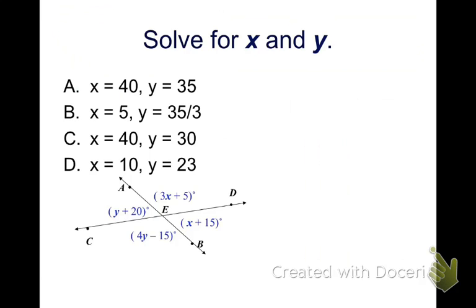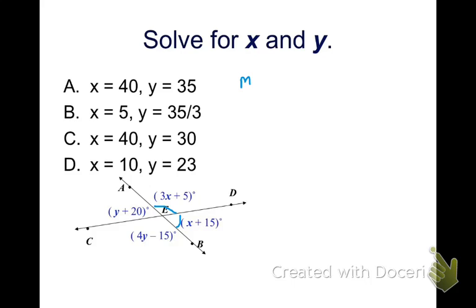Okay, given the diagram below with expressions involving x and y as the measurements of these given angles, solve for x and y. There's a few different approaches you can take with this, but probably the simplest is going to be that angle AED right here and angle DEB are a linear pair.